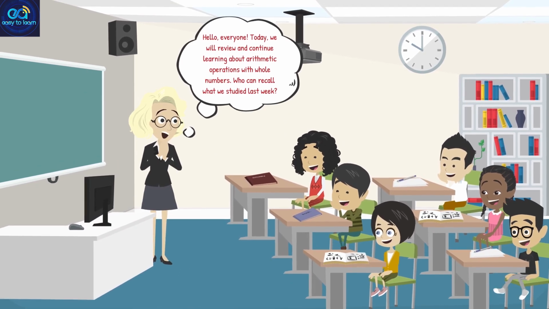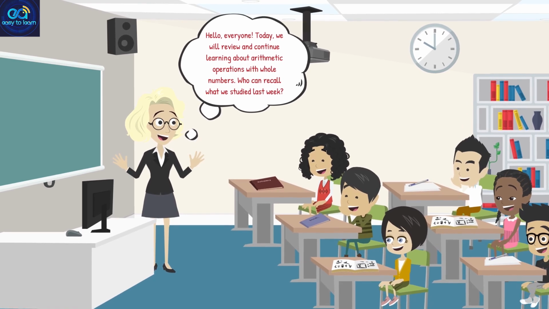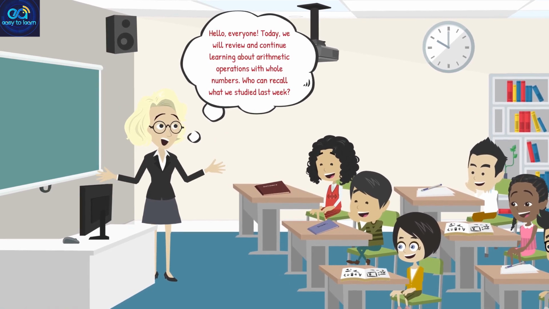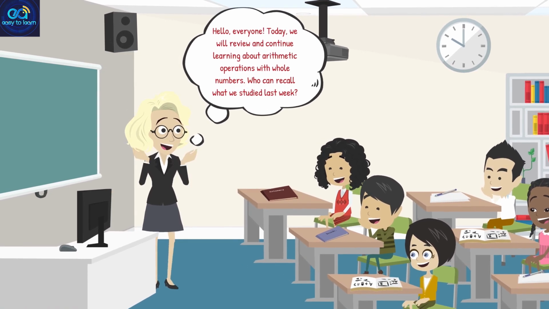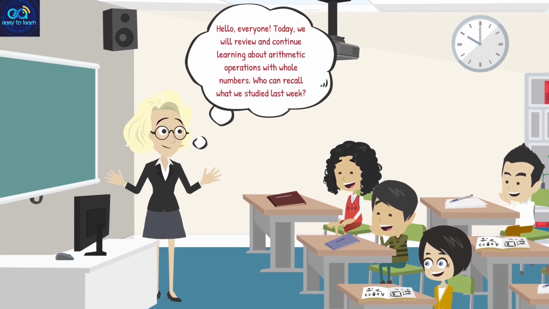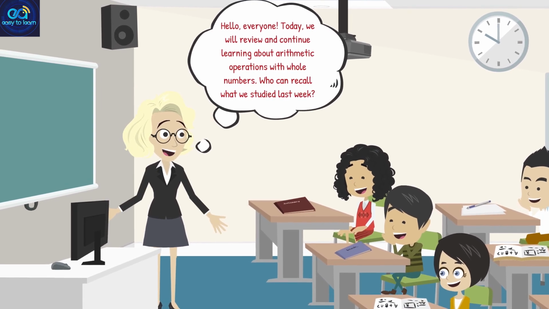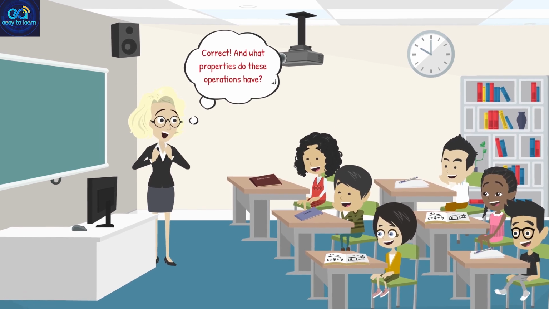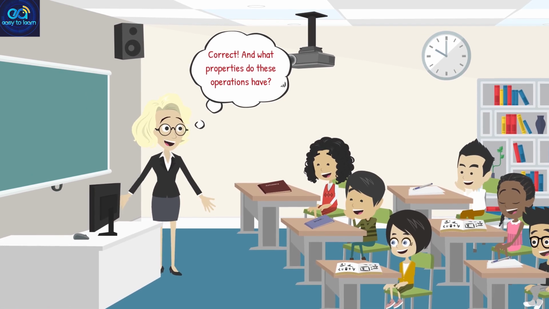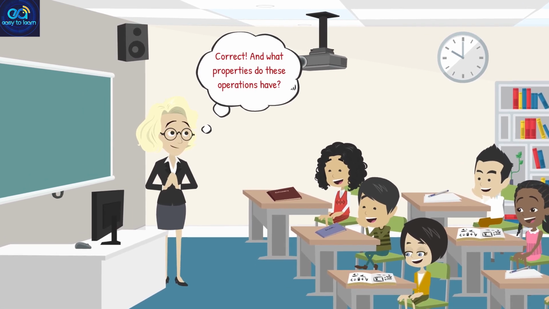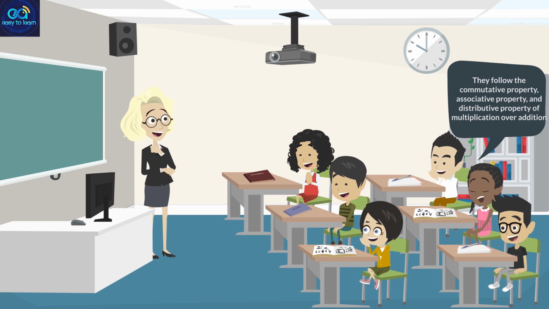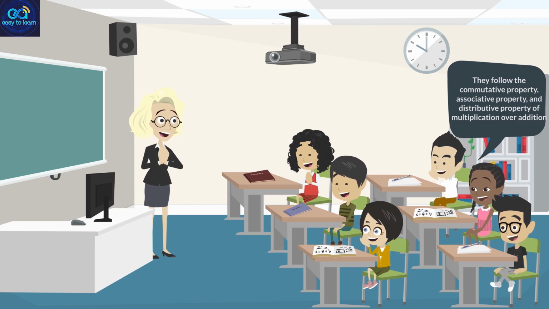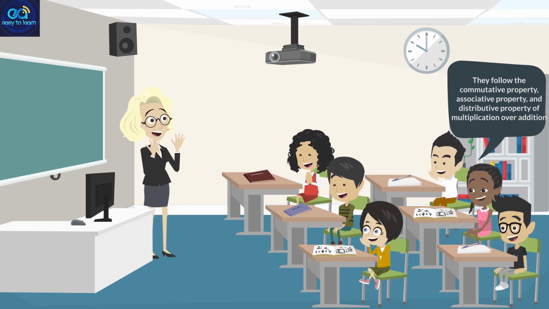Hello everyone. Today we will review and continue learning about arithmetic operations with whole numbers. Who can recall what we studied last week? We learned about addition and multiplication. Correct. And what properties do these operations have? They follow the commutative property, associative property, and distributive property for multiplications over additions.